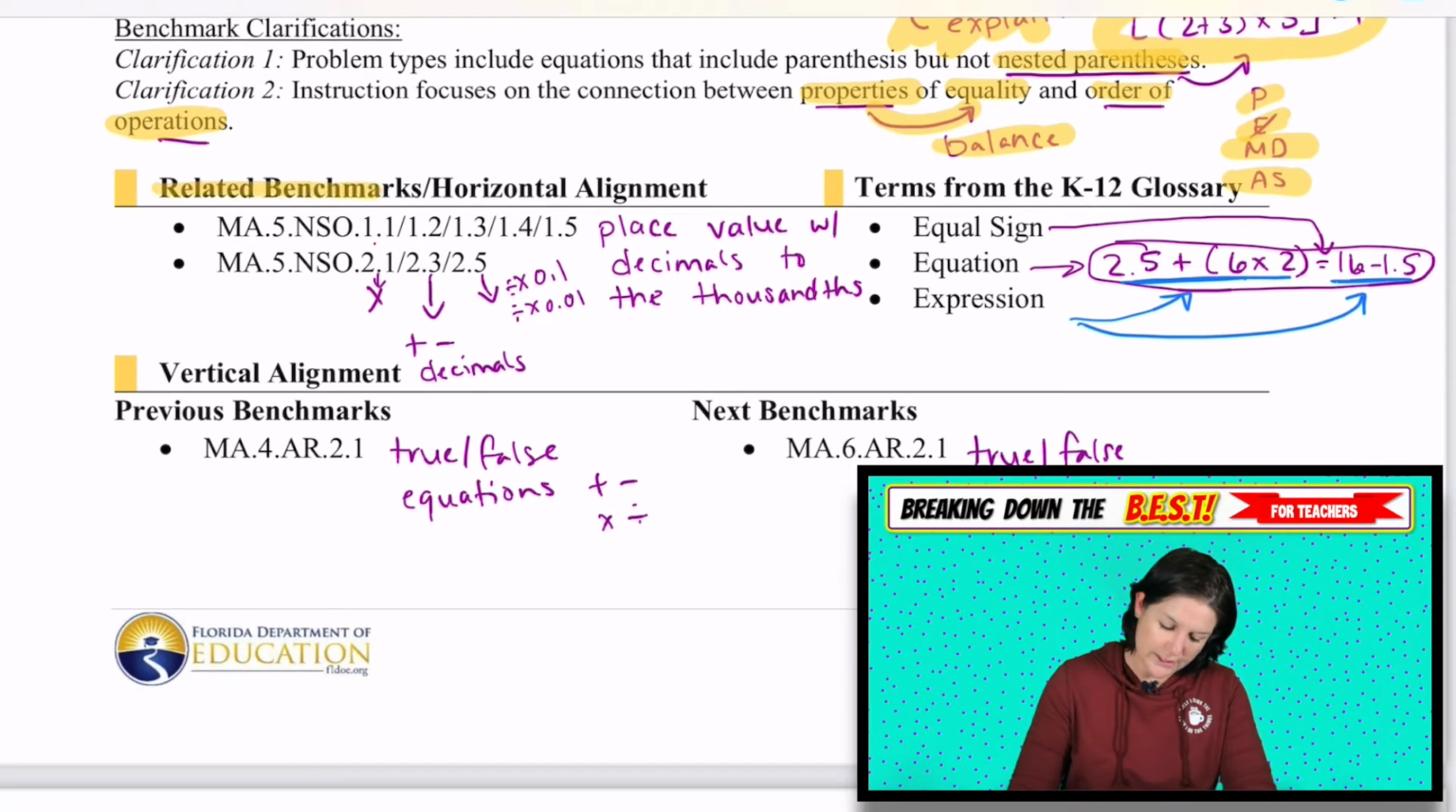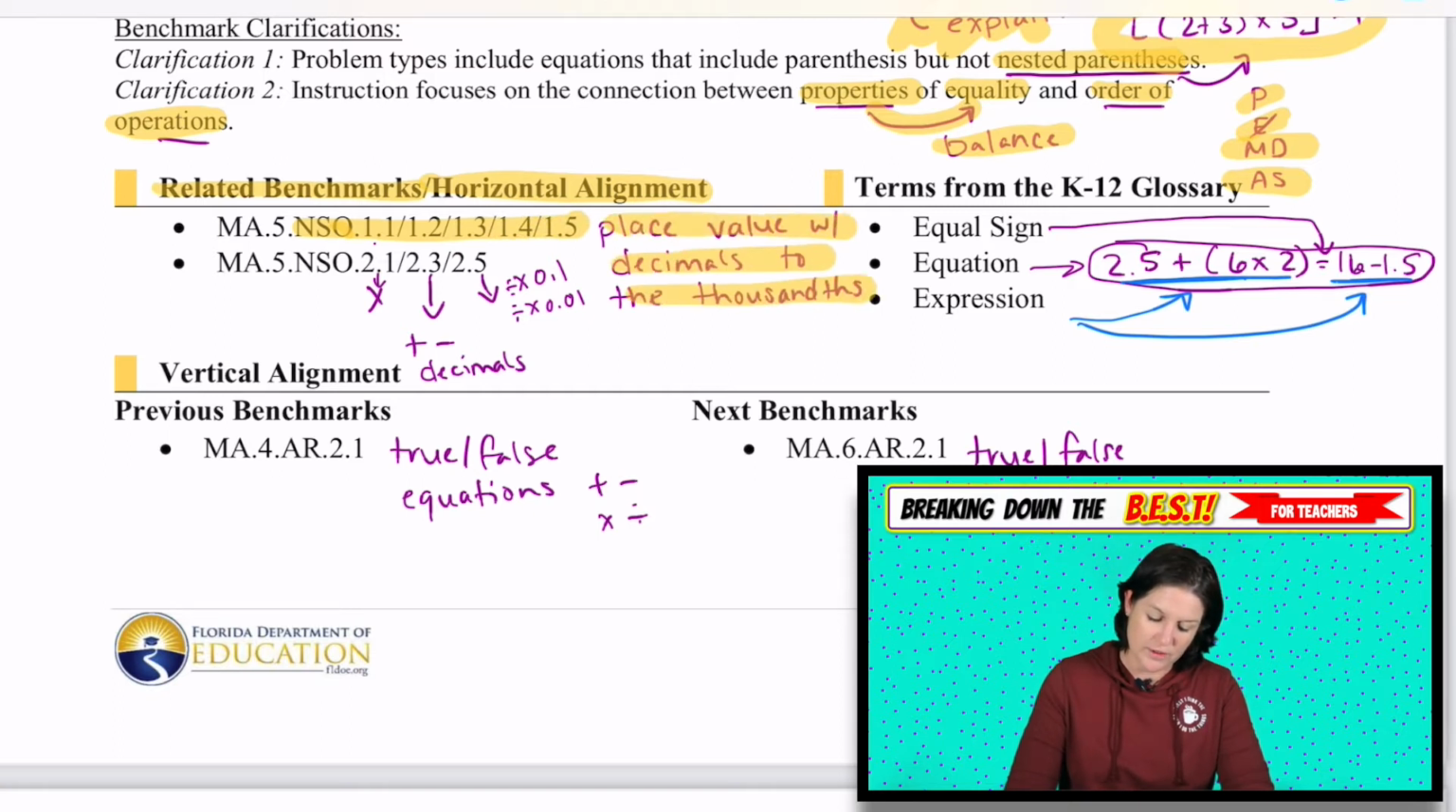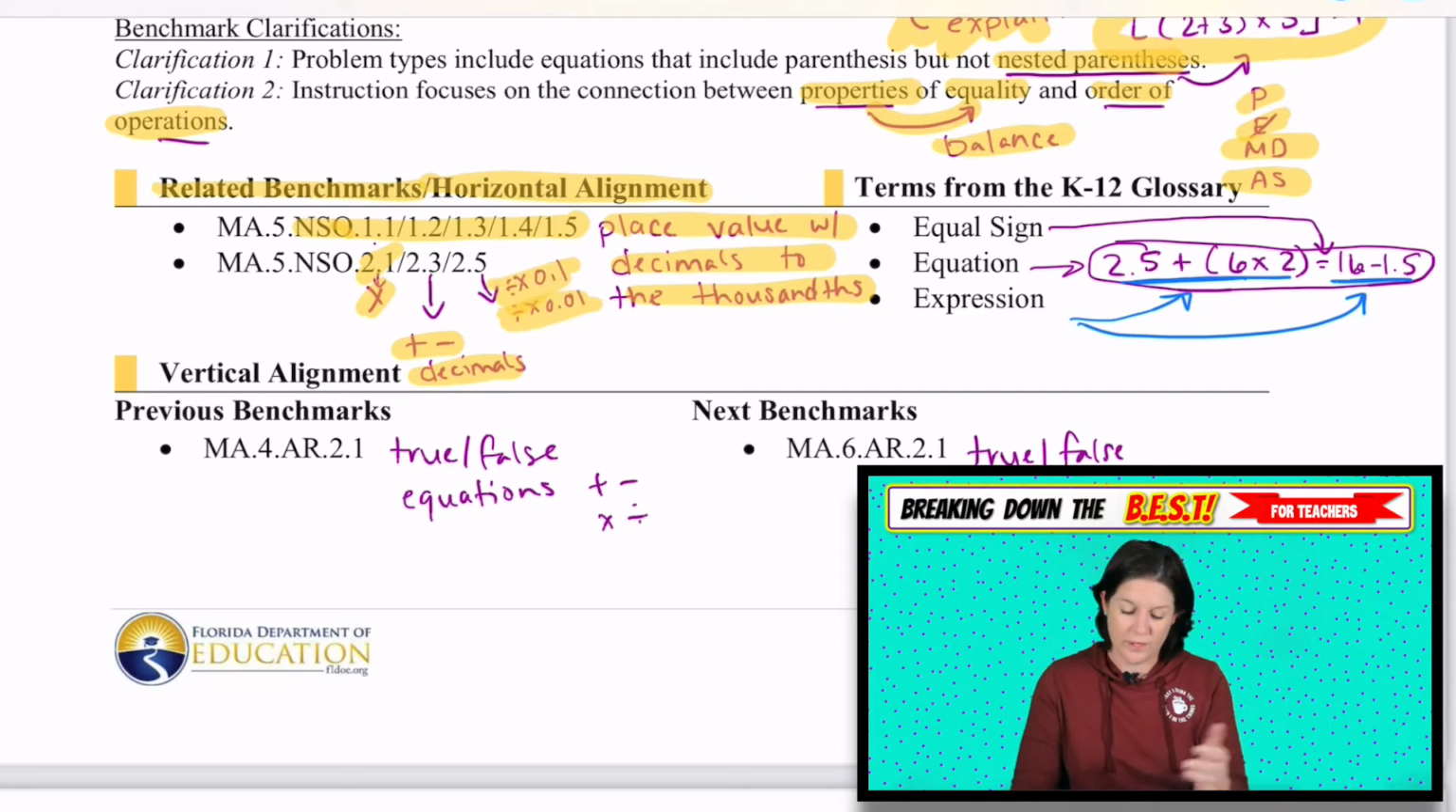Now, which related benchmarks have a horizontal alignment with this standard? All of these are the place value to the decimals, with decimals to the thousandths place. So we're going to need that knowledge. And also, this is the multiplication, adding and subtracting decimals, and multiplying and dividing by 1/10 and 1/100th.